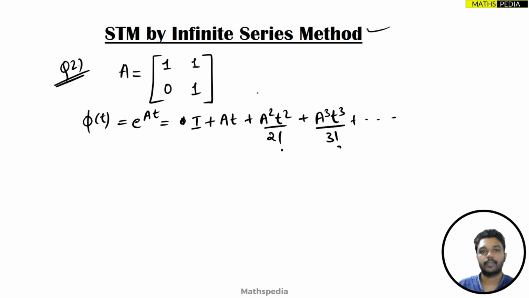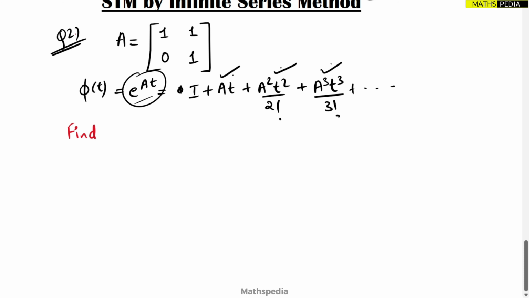So the step is: A is given, we need A square, and we need A cube. Once you find up to A cube, you will get an idea of the series. No need to find the entire series, it is not possible. Just find A square and A cube, substitute back in the formula, and you will get an idea of the entire series. You have to replace it with this particular kind of exponential series. First, find A square.